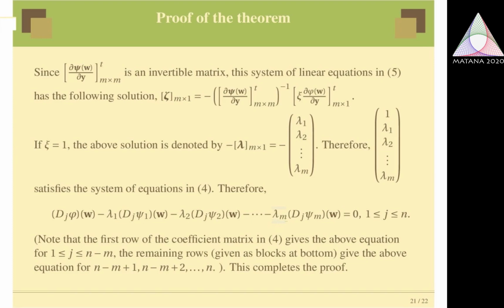Therefore, expanding the system of linear equations given in 4 with the solution (1, -λ_1, -λ_2, ..., -λ_m), we get that ∂_j φ of w minus λ_1 times ∂_j ψ_1 of w minus λ_2 times ∂_j ψ_2 of w, and so on, minus λ_m times ∂_j ψ_m of w, is equal to 0 for all j from 1 to n. Therefore, the gradient of φ minus the sum of λ_i ψ_i at w is equal to 0, which completes the proof of this theorem.